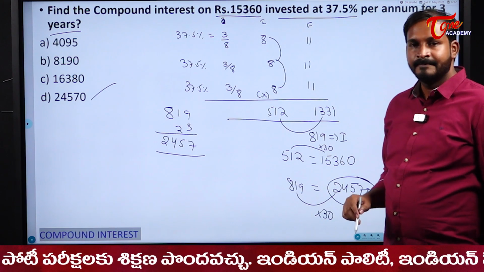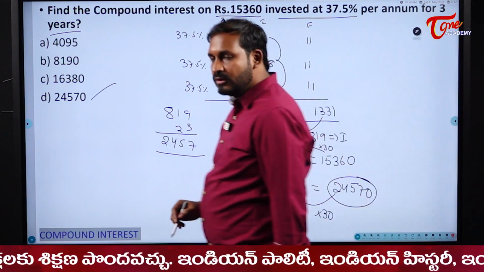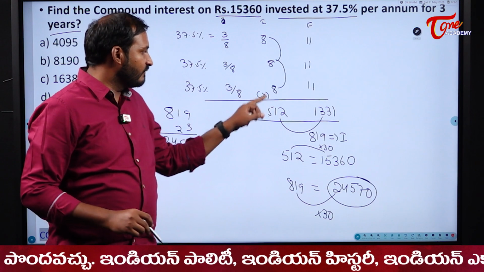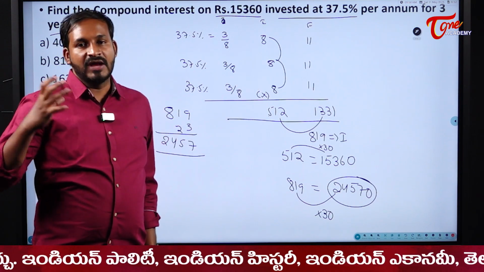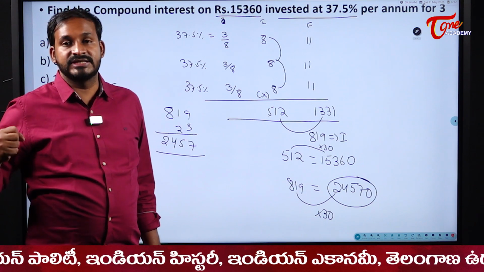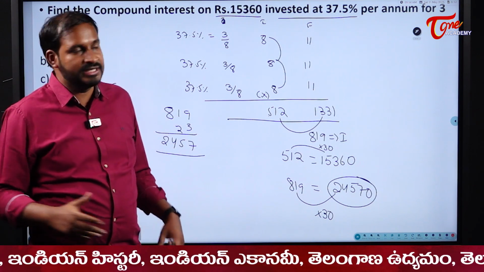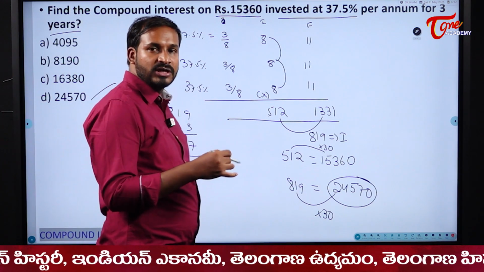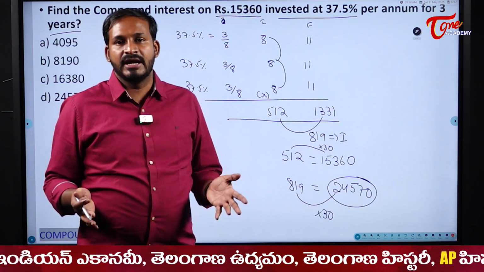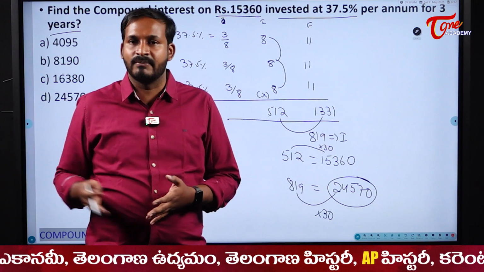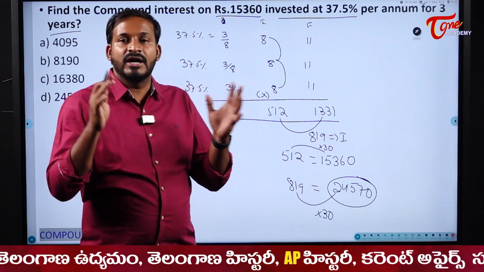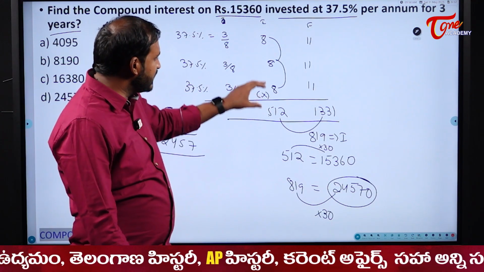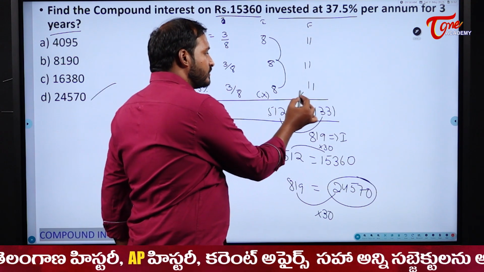Understood, students? And one more doubt you may have: sir, why are you multiplying here? Why we are multiplying is, if a same value is increased successively, then, as we have seen in the formula, 1 plus r by 100 into 1 plus r by 100 into 1 plus r by 100 and so on, right? What are we doing there? We are multiplying. That is the reason we are multiplying here also.